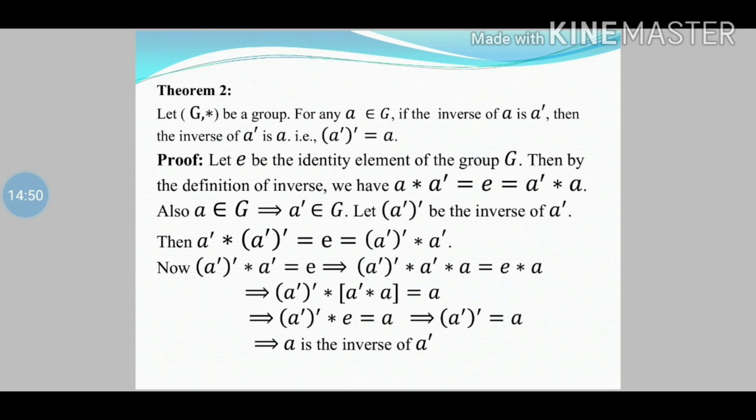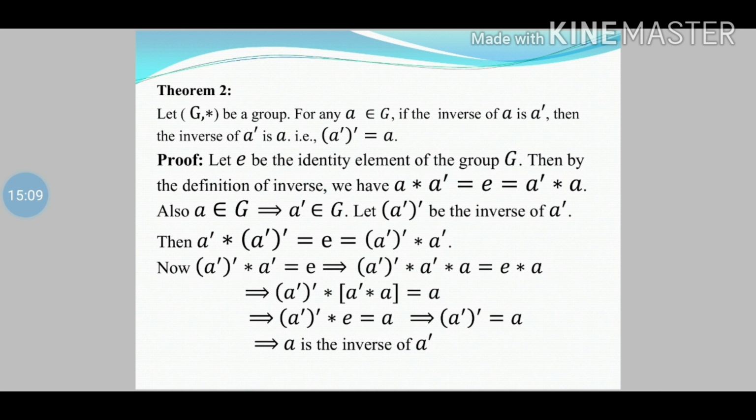Second theorem: let G star be a group and A is an element of G. The inverse of A is A inverse. Then we want to show that the inverse of A inverse is A itself. That is, A inverse all inverse is equal to A.